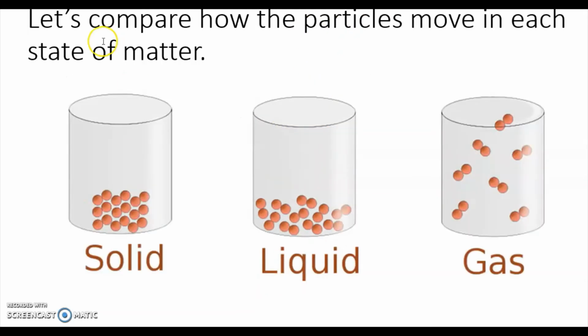Okay, let's compare how the particles move in each state of matter. In solids, they just vibrate, move just very little bit. In liquid, they're starting to have more room. They move past each other. There's more room. In gas, they're moving like crazy. They're free to move all over until they hit the wall of the container.